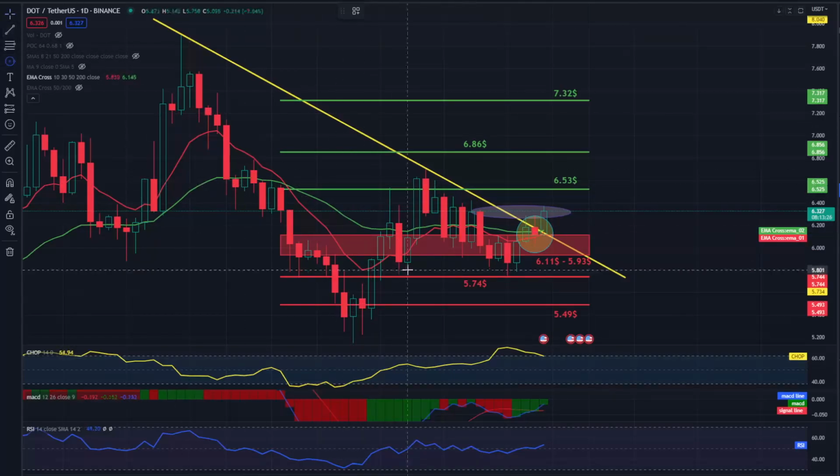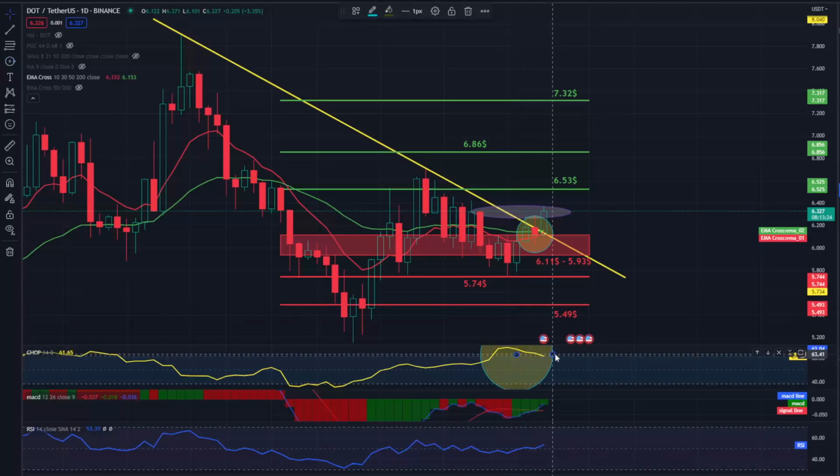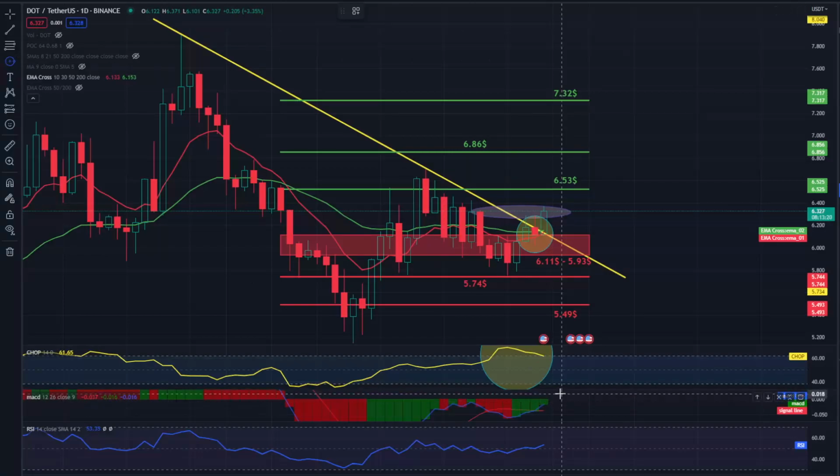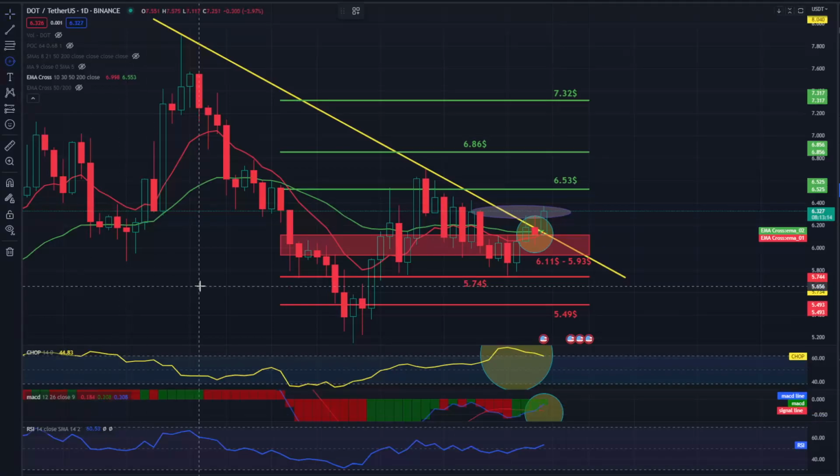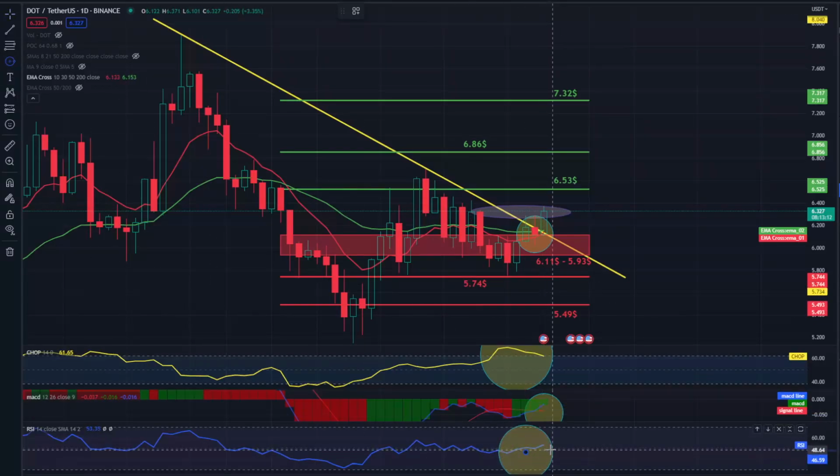Please look at the CHOP index, which indicates that we have a lot of energy for the upcoming move. The MACD indicates that we have entered an uptrend, while the RSI has left the downtrend.